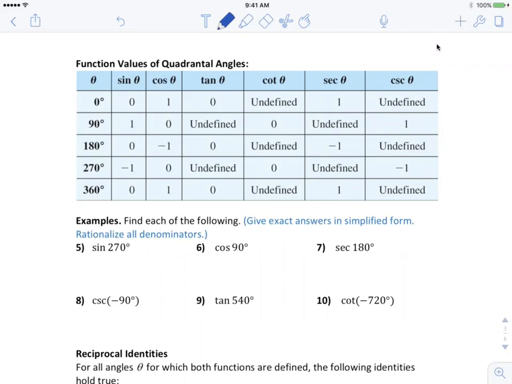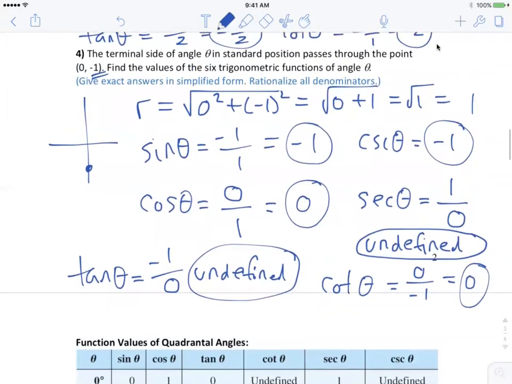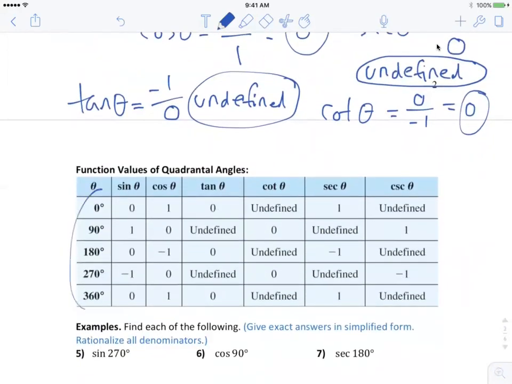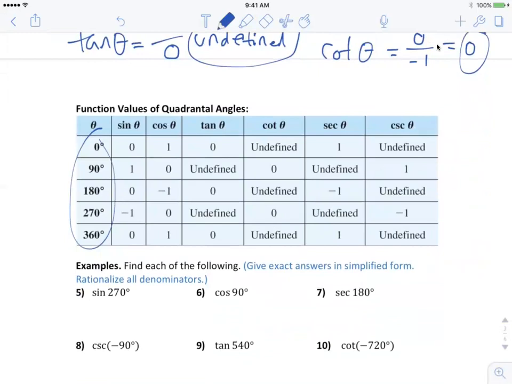We're going to continue with the 5.2 notes. I'm on page 3 now. There's a little handy table here for function values of quadrantal angles. Those are the ones that end up on the axes, so the axes will be like 0, 90, 180, 270, 360. Kind of similar to that last problem we did. That one was a quadrantal example because it ended up at 270. This one's a little different now though, because instead of being given the point, now you're given the actual angle, but we can use this table to help out.